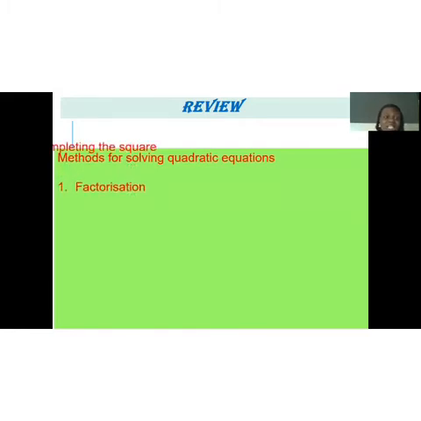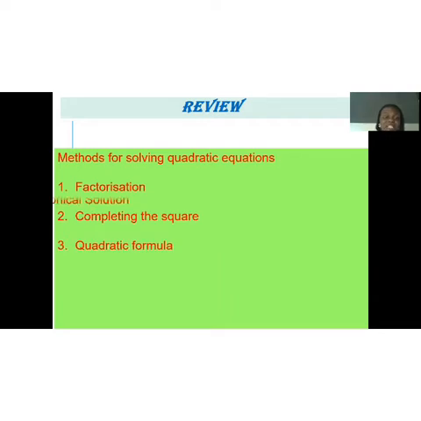Remember, quadratic equations are usually in the form ax squared plus bx plus c equals 0, where a, b, and c are rational numbers, and a must not be equal to 0. The ways of solving these quadratic equations, we talked about 4 methods: factorization, completing the square method, quadratic formula, and graphical solution. We were able to touch the first 3 in the last class. So today we are going to start with the 4th one.